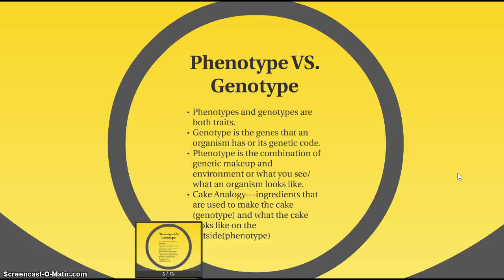As you might remember from my previous video and from class, phenotypes and genotypes are both types of traits. Genotype is the genes that an organism has or its genetic code, and the phenotype is the combination of genetic makeup and environment, or what you see or what an organism looks like. You might remember my cake analogy. Ingredients that are used to make the cake are the genotype, and what the cake looks like on the outside is the phenotype.